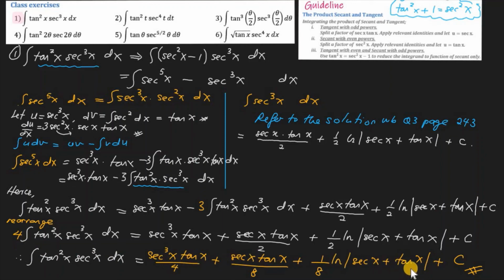Divide everything by 4. There again you can see that we do need to know how to solve this, and here we are using IBP, integration by parts. That is why I asked you to do this first, because we still need to use it even for this topic. Why so? Because here there is no guideline for secant alone with power even or power odd numbers. For secant power even numbers, yes, we have a guideline, but here we have secant and tangent with secant power odd numbers. Alright, okay.